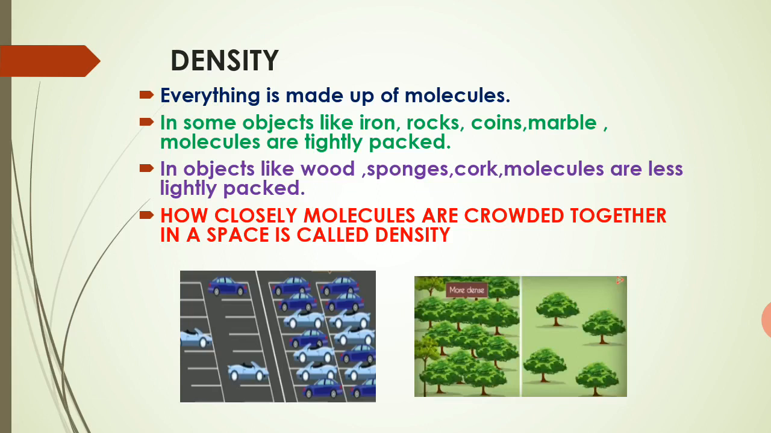In the same way, look at this picture. Both land areas are the same, but the first one has more trees as compared to the second. It means it is more dense. Dense means bahut ghana, or we can say very tightly packed.